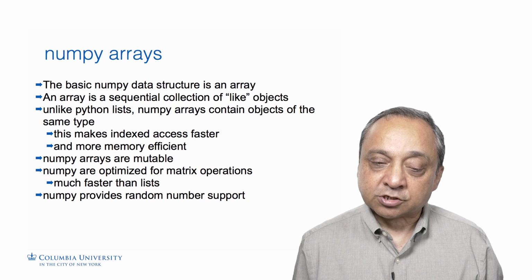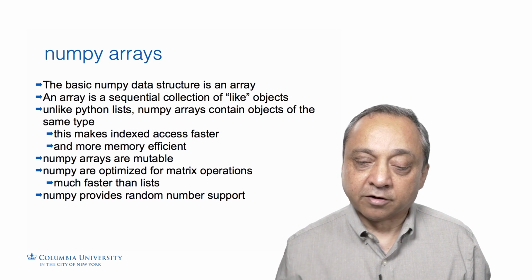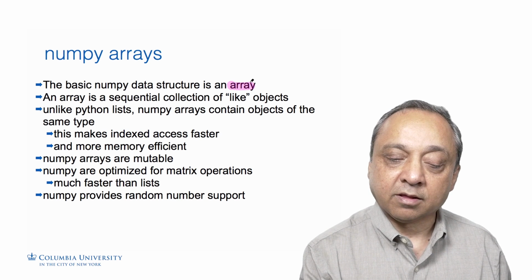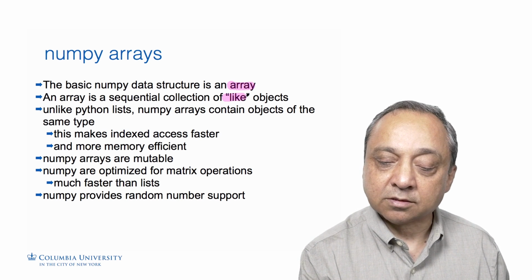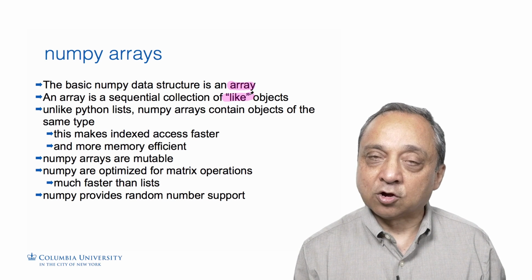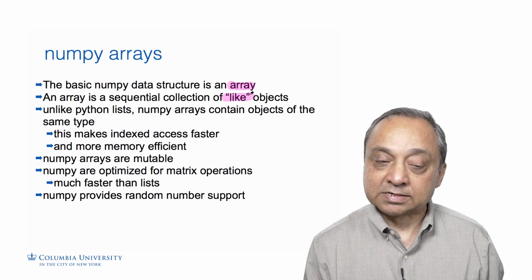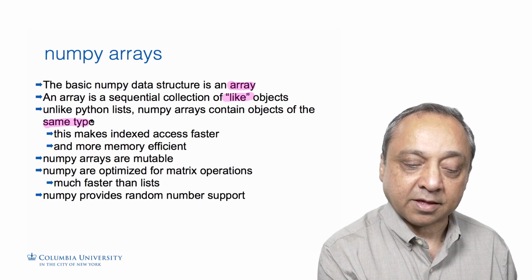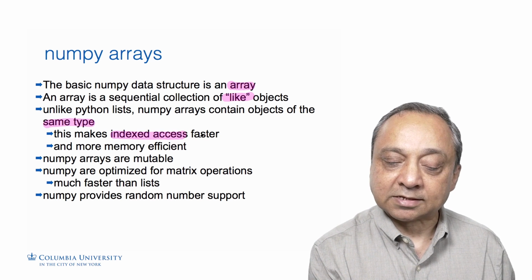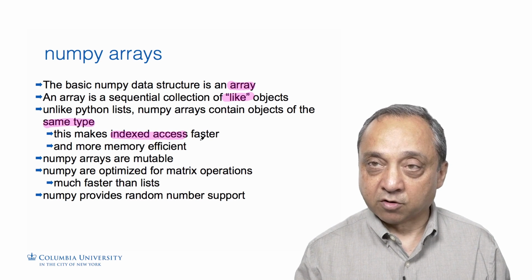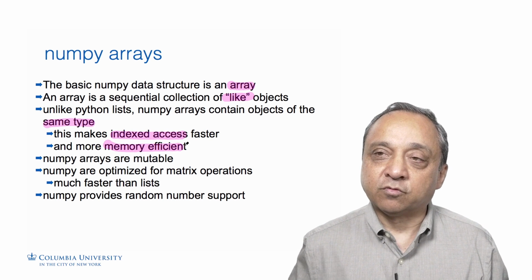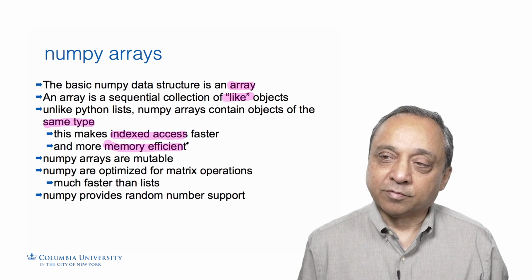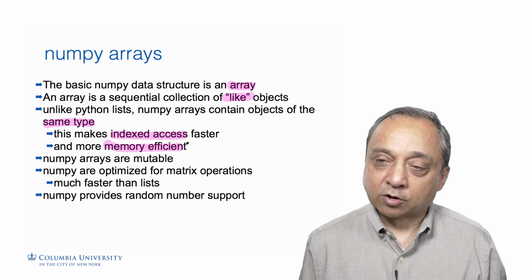The basic structure in NumPy is the idea of an array. We already talked about this. An array is a sequential collection, just like a list. The only difference is that it has like objects. They have to be the same data type. This makes index access faster because you can figure out exactly where it is. And it's also more memory efficient because you don't have to worry about the overhead of keeping different objects together.